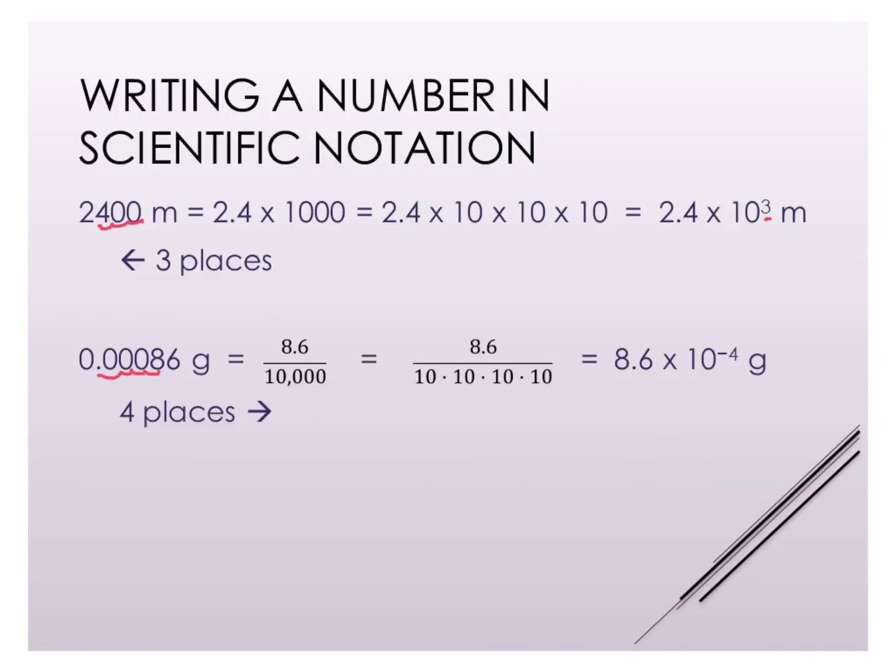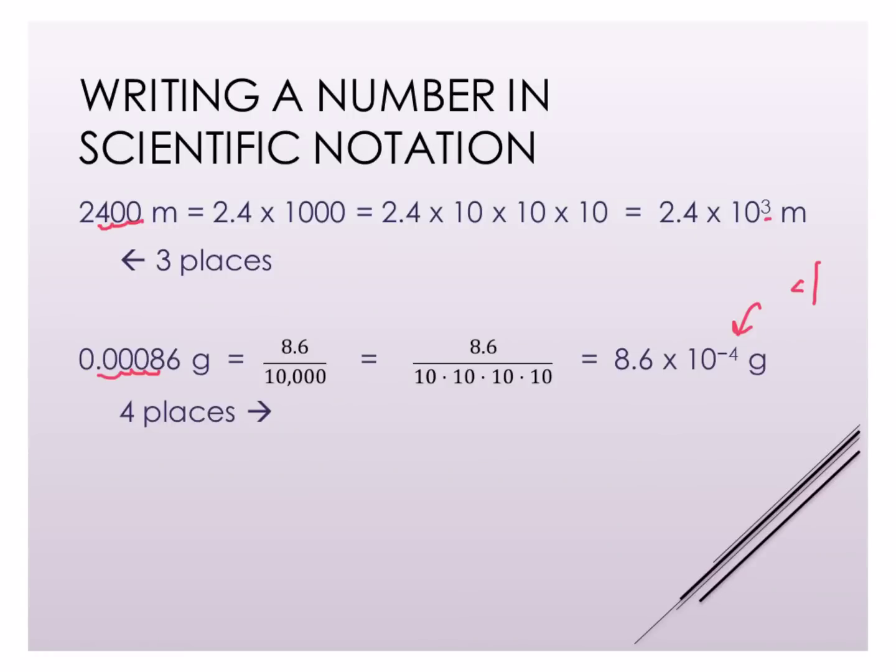Again, I can break that 10,000 up into 10 times 10 times 10 times 10. And I have 8.6 divided by those four tens. And then I can rewrite that as 8.6 times 10 to the minus fourth. Okay, so that negative exponent tells me I'm dealing with a number less than 1.